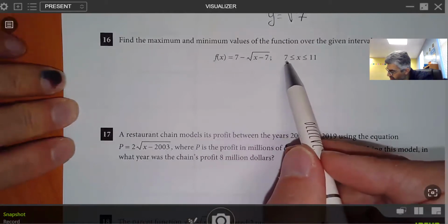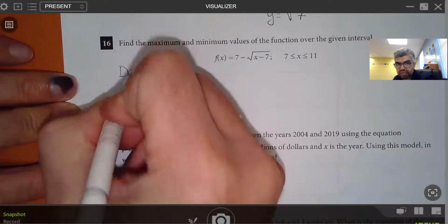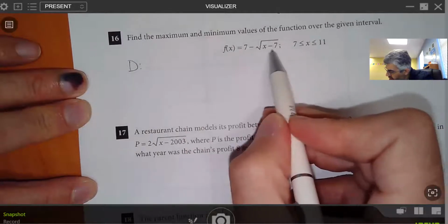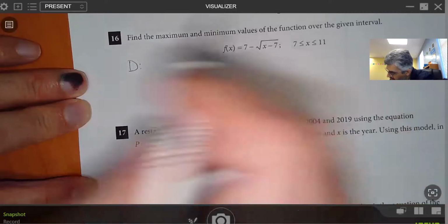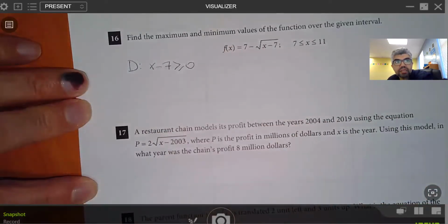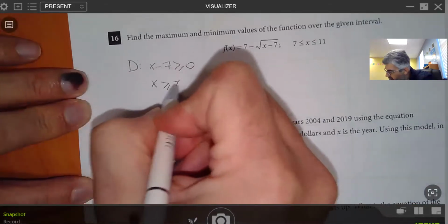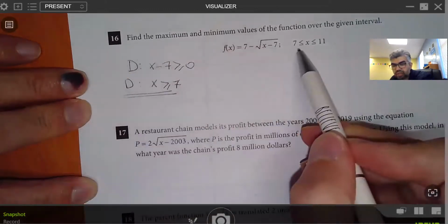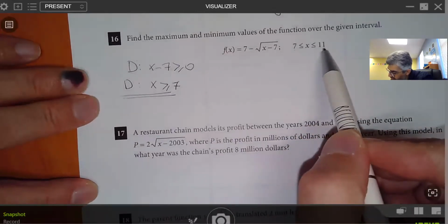So let's check it out. First of all, what is the domain here? Let me write the domain first. Okay, we start with the domain. To find the domain, we just consider this radical, and here we have x minus 7. That should always be bigger or equal to 0. And x is greater than or equal to 7. This is the domain. Okay, and how is the interval given? From 7 to 11. All right.